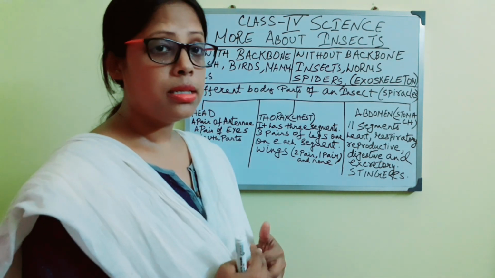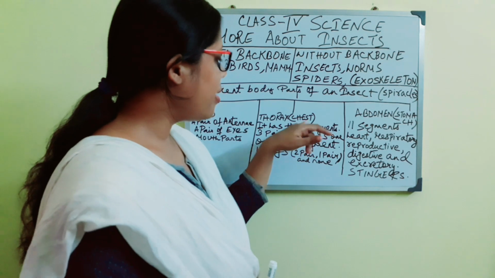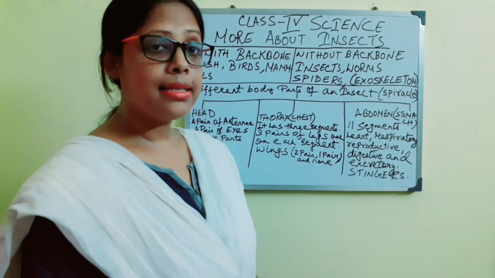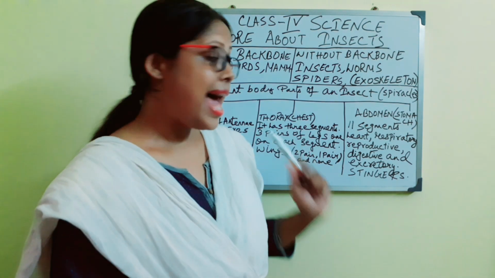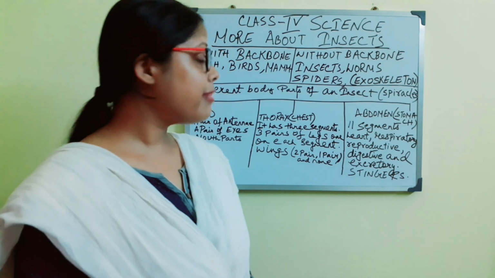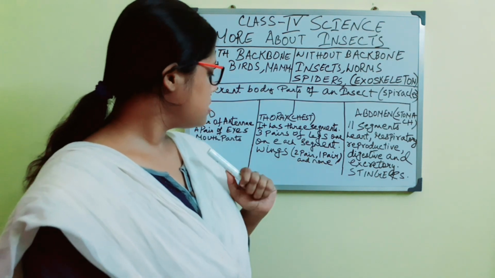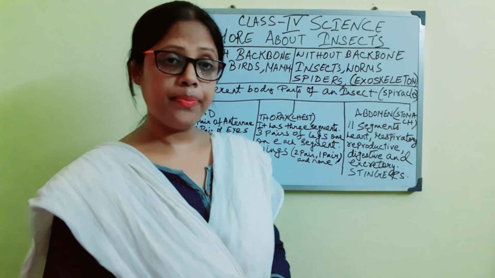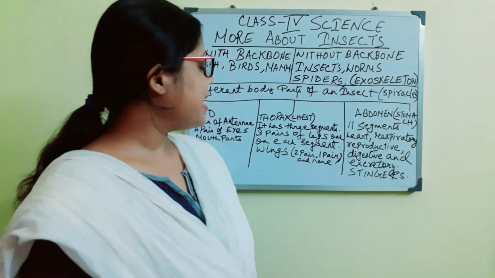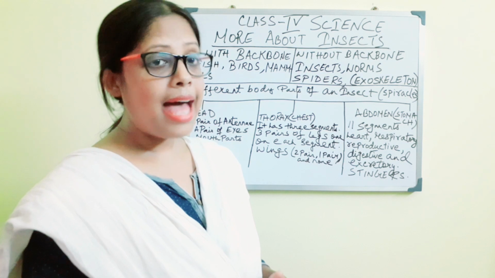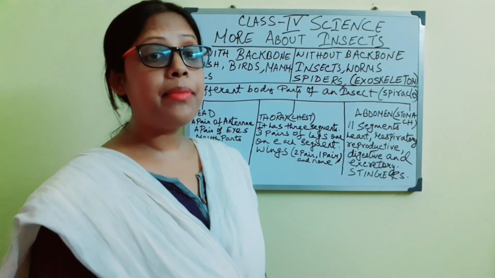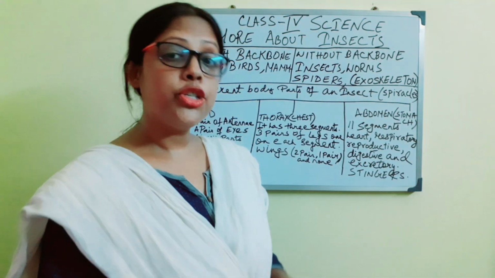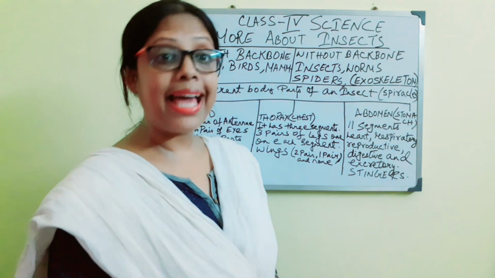The next part is the thorax. The thorax is the chest part. This thorax has three segments, and what do they consist of? They have three pairs of legs, one on each segment, and they have wings. Some of these insects have two pairs of wings. Some of them have one pair of wings, like flies. And some insects do not have wings at all, like ants.